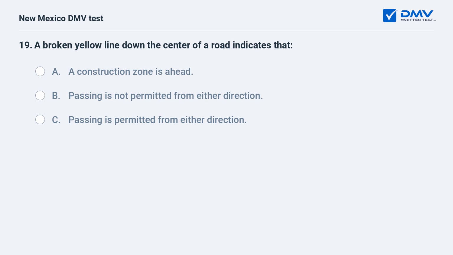A broken yellow line down the center of a road indicates that A. a construction zone is ahead. B. Passing is not permitted from either direction. C. Passing is permitted from either direction.